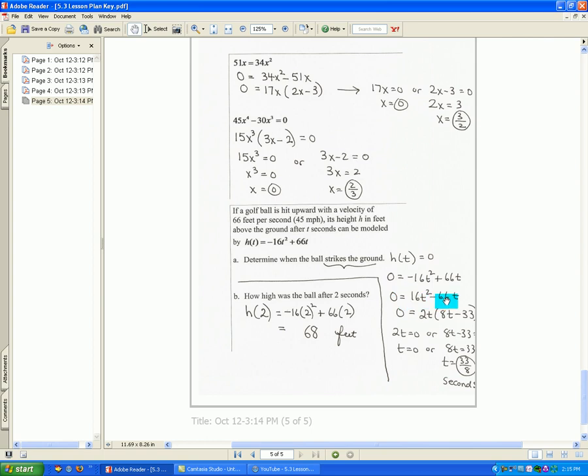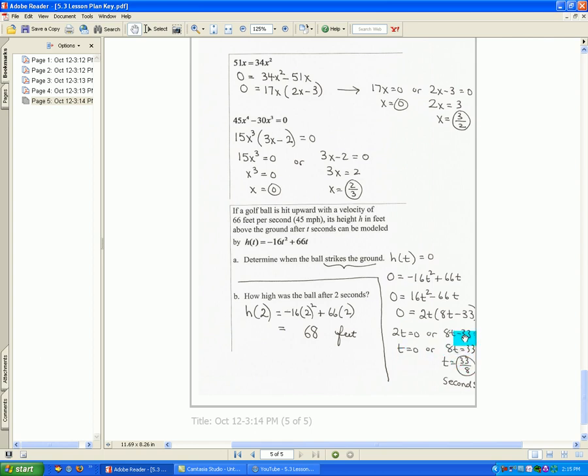And now I factor out a 2t. In parens, I have 8t minus 33. I set each of the factors equal to 0. This one, we get the answer t is 0. But that's not a significant answer. Of course we knew in the case of a golf ball that at time 0, it was on the ground. This is the significant answer.